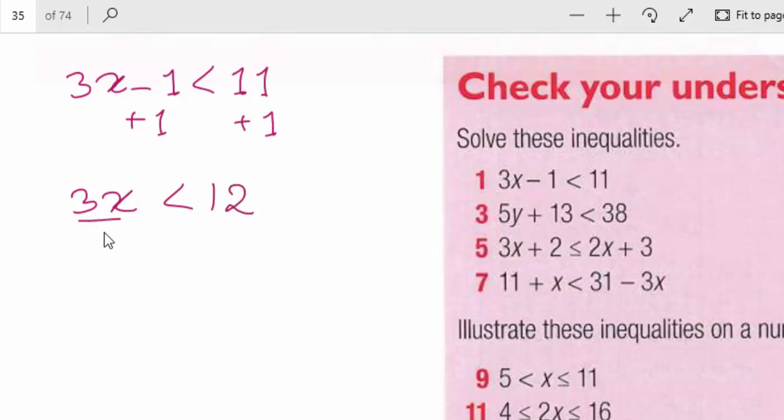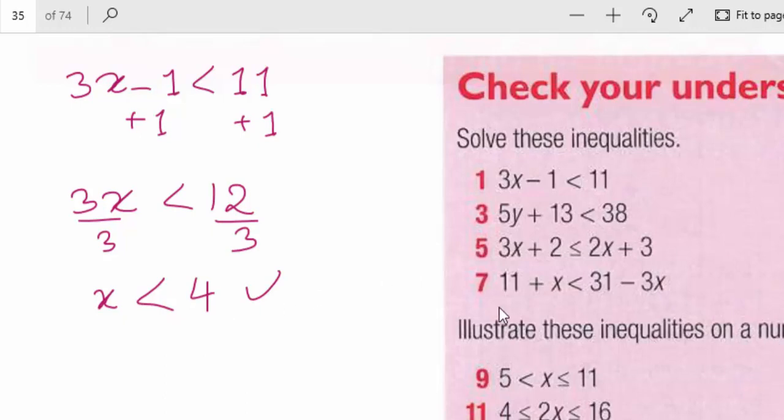Now we need to divide both sides by 3 to get rid of this 3. Then you see x is less than 4. The question just says solve. We don't have to illustrate the inequality on a number line. We solved, and this is the solution.